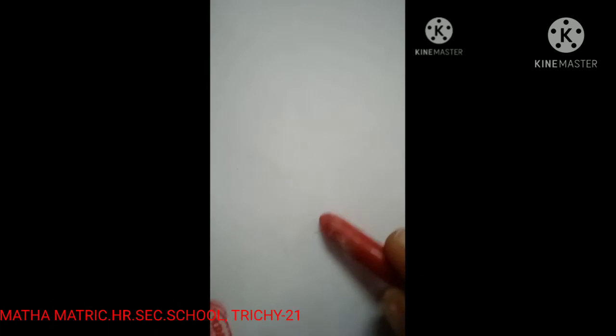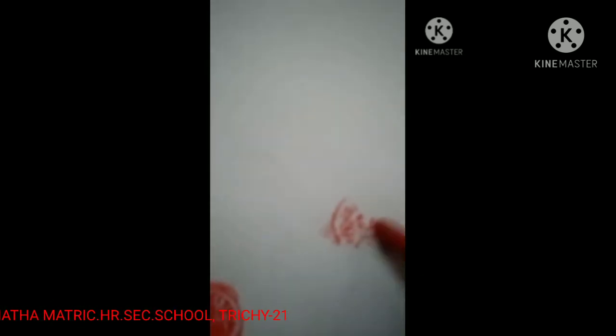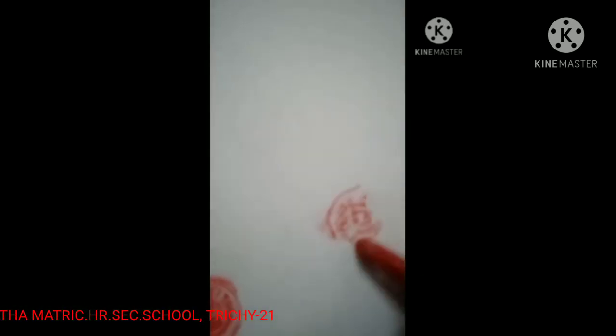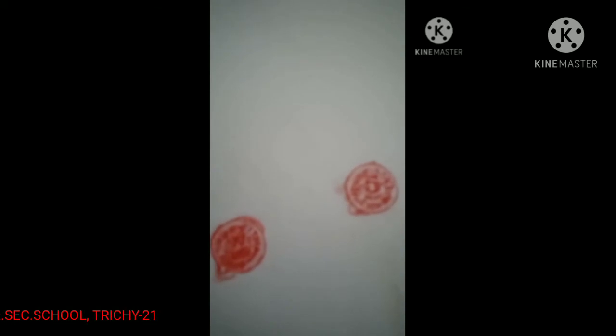Now again turn the coin and trace. See both sides of the coin. Yes. This is tail of the coin, ₹5. This is head of the coin. You try this at your home.